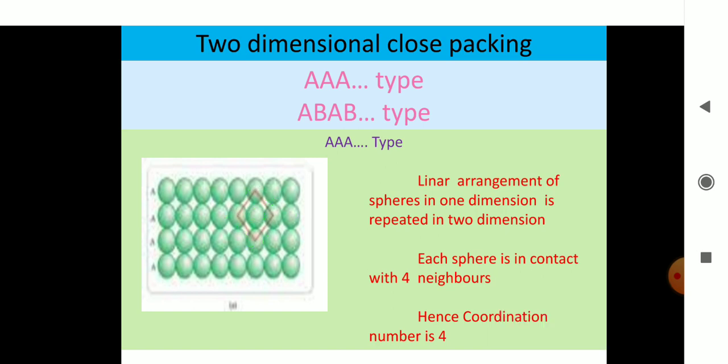Here what is given? The linear arrangement of spheres in one dimension is repeated in two dimensions to give the AA type packing. Here each sphere is in contact with 4 neighbors, and hence here the coordination number is 4. Then secondly we have to discuss about ABAB type.